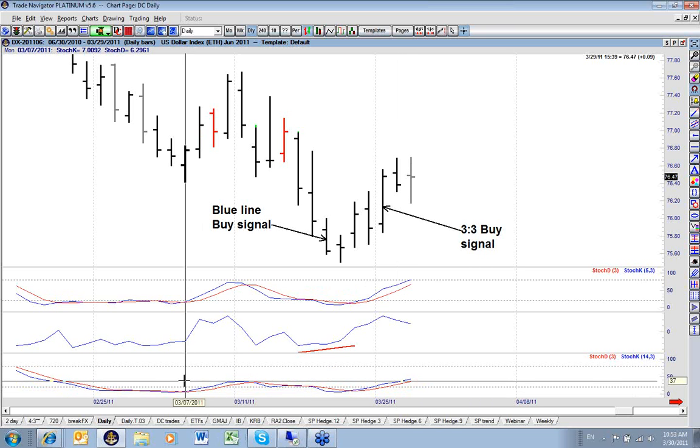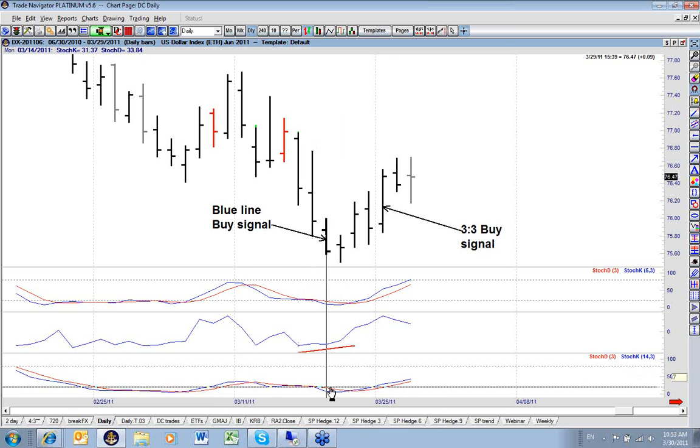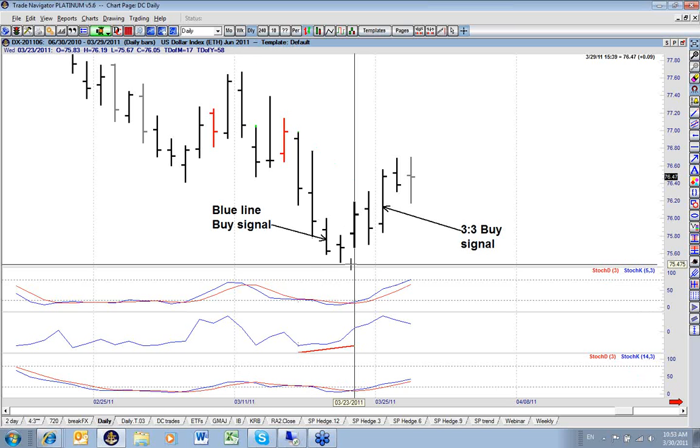Here's an example. This trend down was so strong. We got a low on the slow stochastic. We got enough of a rally to lift it off the oversold, and then it went straight back. But that's the way to bet.